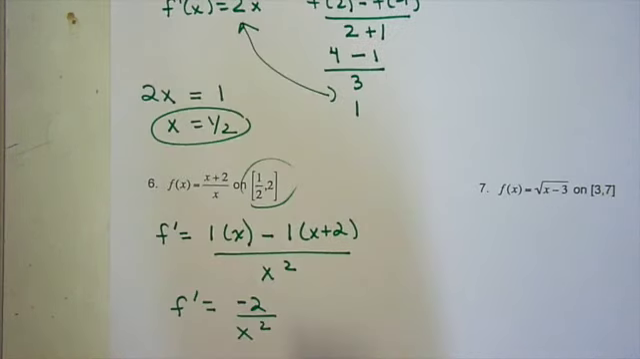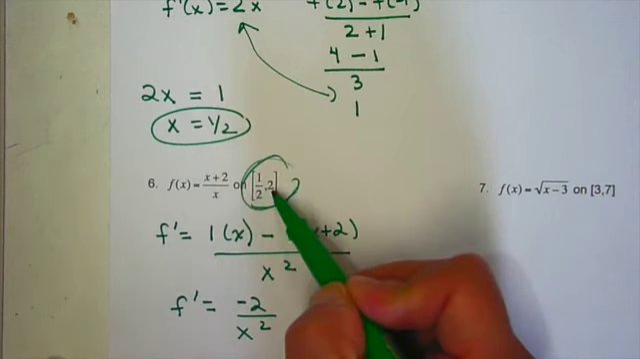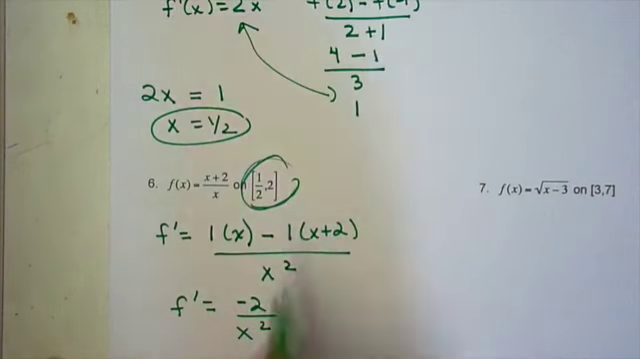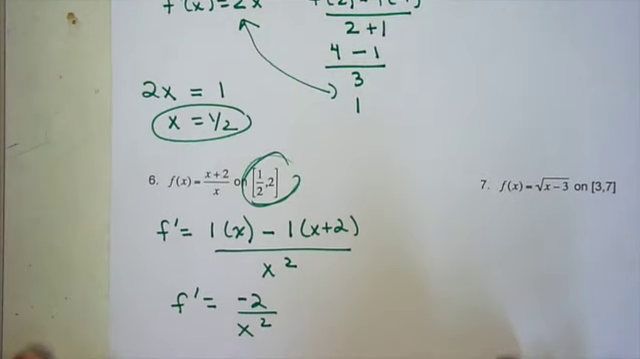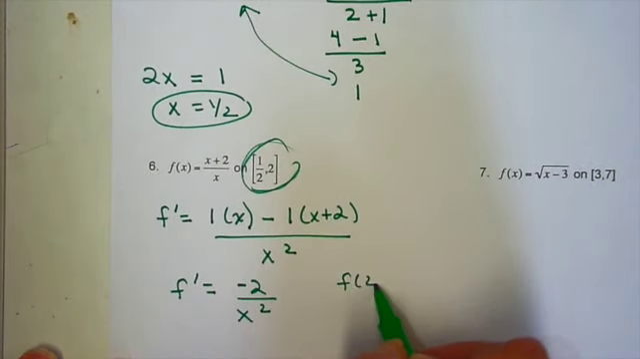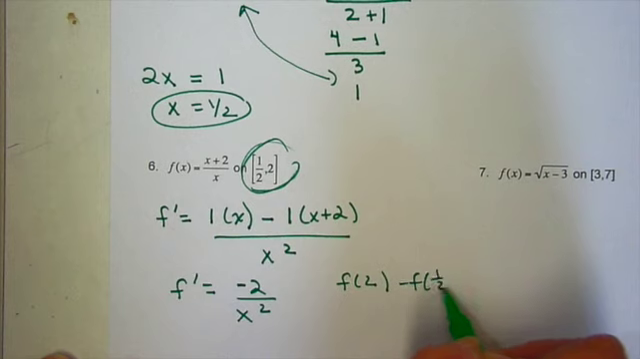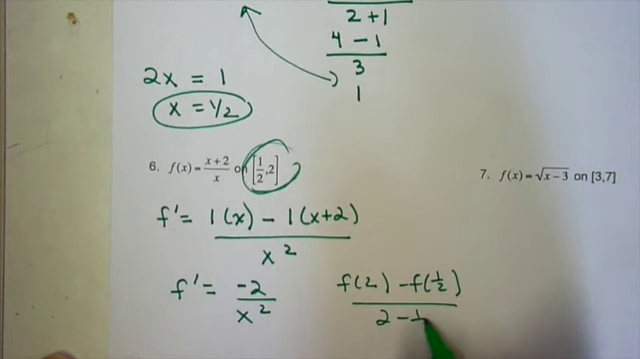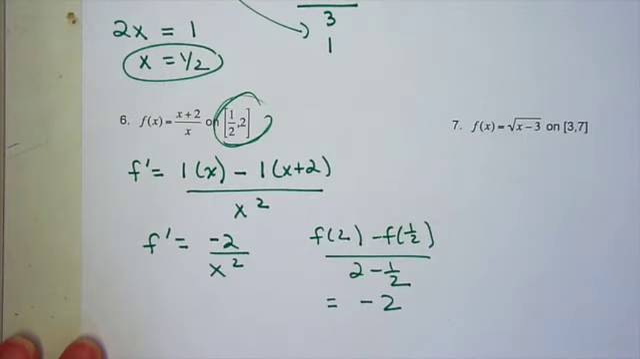So if I notice, the only place where the derivative does not exist is at x equals 0. But 0 is not in my interval, so it is differentiable on this interval, so I'm fine. So I need to find f of 2 minus f of 1/2 over 2 minus 1/2. And if you do that algebraically, use your calculator if you need to, you should get negative 2.